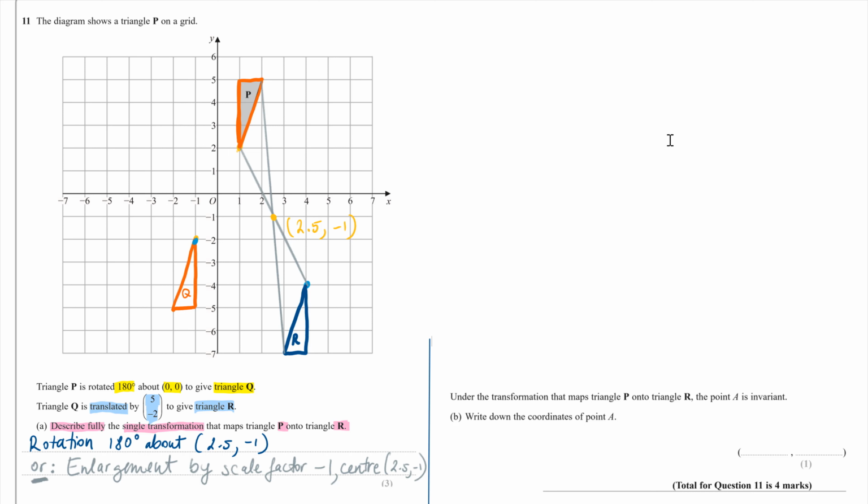Part B. Under the transformation that maps triangle P onto triangle R, the point A is invariant. Write down the coordinate of point A. Looking at the diagram, there is only one point that is invariant, and this is 2.5 minus 1.